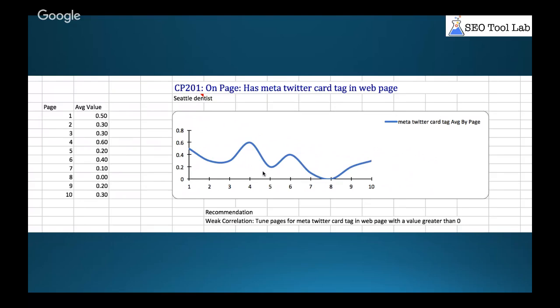We can look at factors like implementing a Twitter card on the web page. So here's weak correlation for Seattle dentist for having your Twitter card implemented.